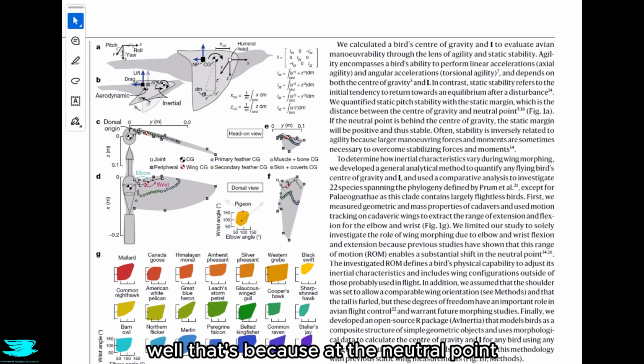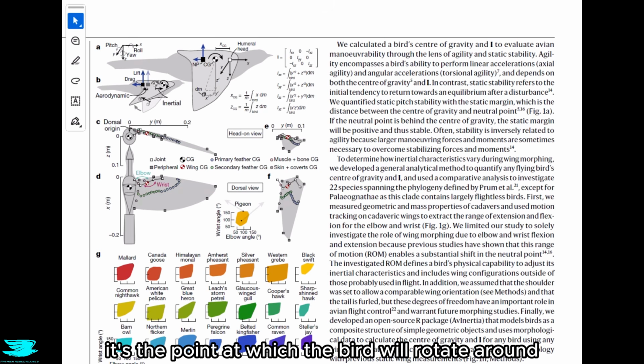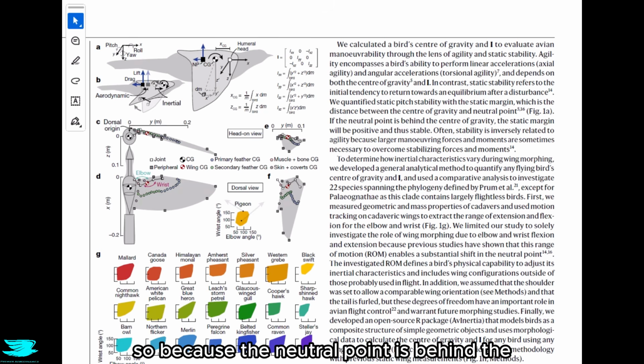And why is that though? Well, that's because at the neutral point, we can say that the lift produced along the entire bird acts through that point. The center of gravity is where the mass of the object acts through as well, and perhaps more importantly, it's the point at which the bird will rotate around. So because the neutral point is behind the center of gravity, the lift produced by the bird will rotate the bird downwards. On the other hand, if the neutral point were in front of the center of gravity, this bird would be said to be statically unstable. That's because the lift produced would force the bird to rotate upwards.